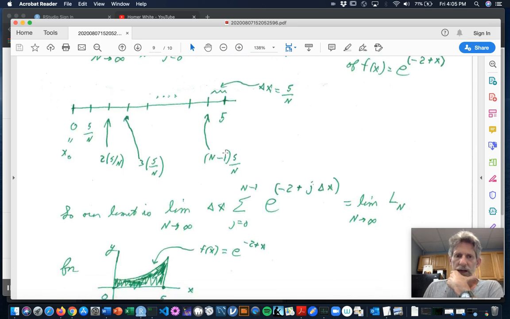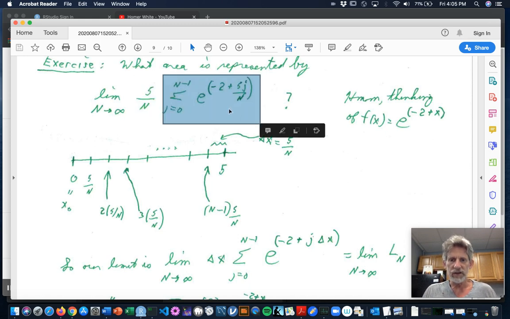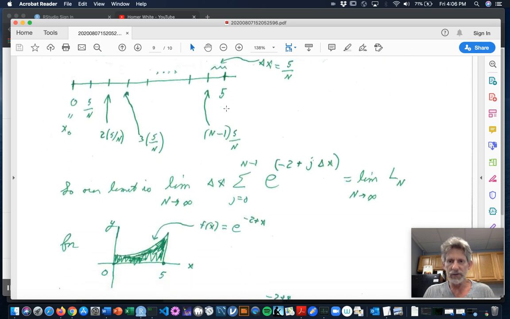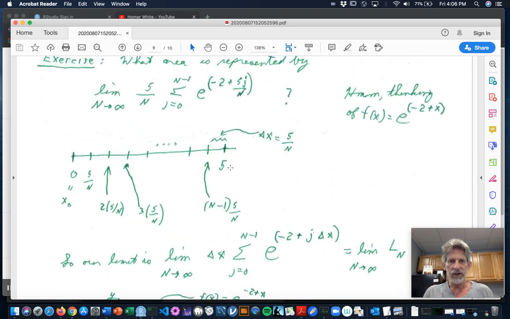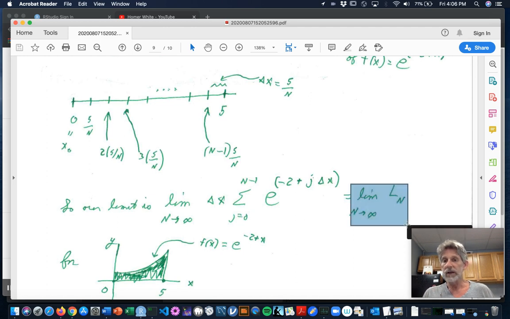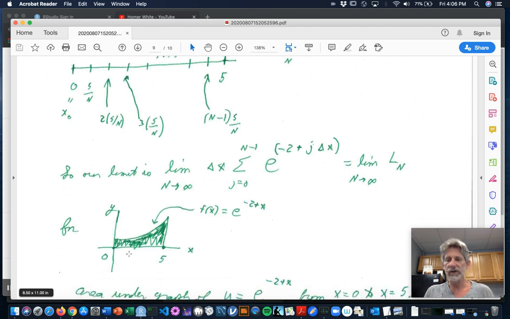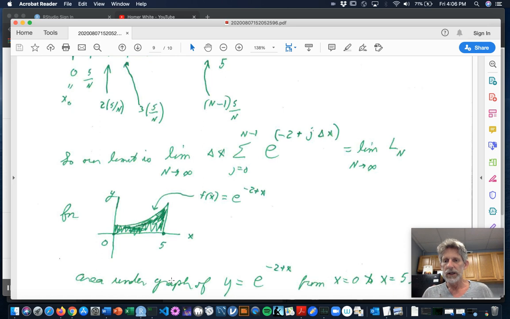So when I think about it that way, I realize, whoa, that is delta x, and this is the sum of the left-hand endpoints for rectangles over those bases that I'm showing here underneath that curve. This sum exactly fits this. So when we look at its limit, we're looking at the limit of these Ln's. And we know that by definition that goes to the area underneath the curve f of x is e to the negative 2 plus x, x goes from 0 to 5. So that's one way to represent this as the area underneath a curve.